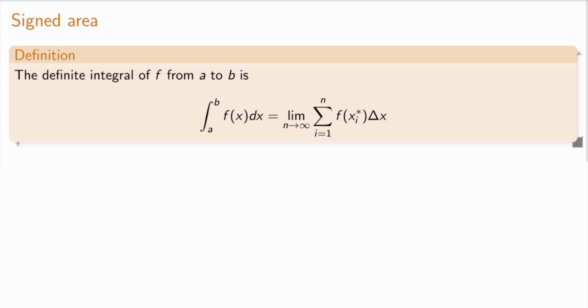from a to b, which we write as integral a to b, f of x dx. It's a limit for n goes to infinity, and then the sum of f of x_i star delta x, where delta x is the size of the subintervals and then x_i star are the sample points within the subintervals. And then we had seen the right point rule, the left point rule, the midpoint rule, all this beautiful stuff.